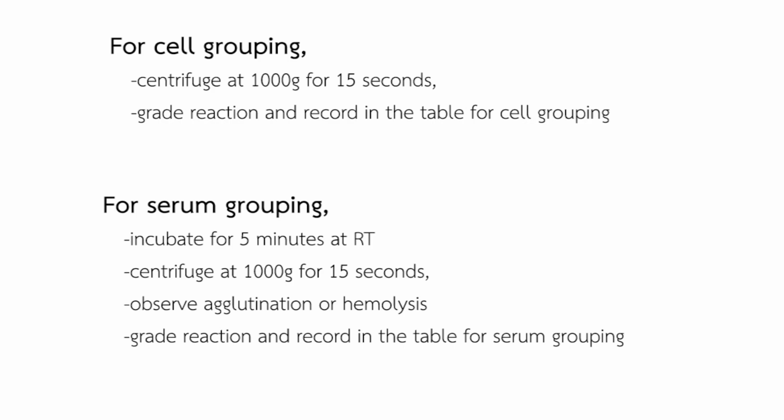For serum grouping, incubate for 5 minutes at room temperature. Centrifuge at 1000 G for 15 seconds. Observe agglutination or hemolysis. Grade the reaction and record in the table for serum grouping.